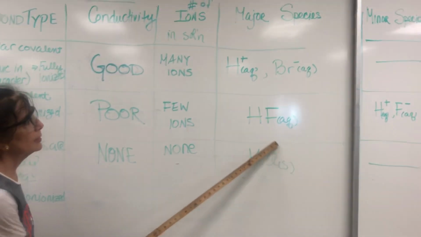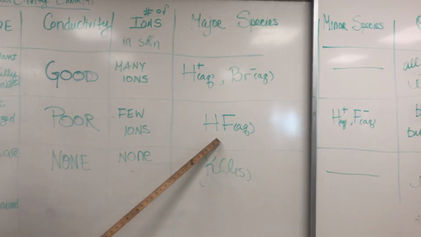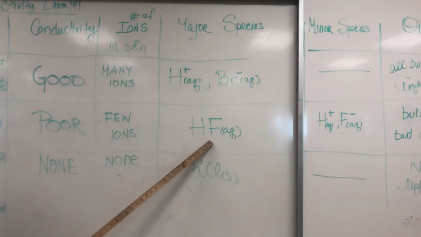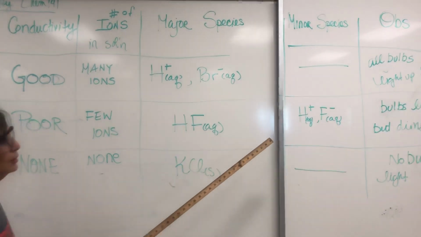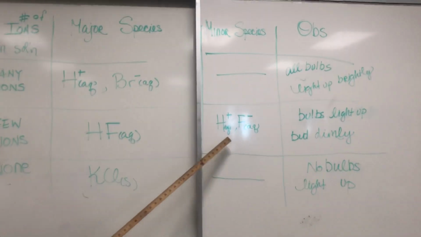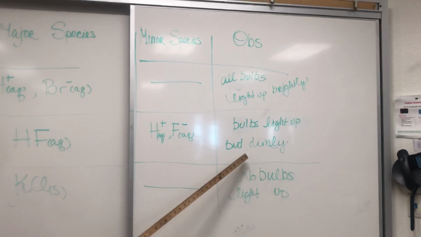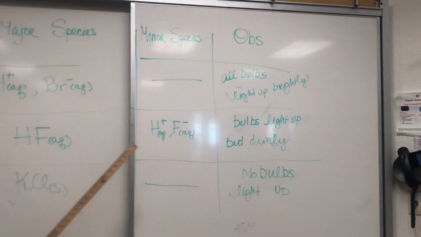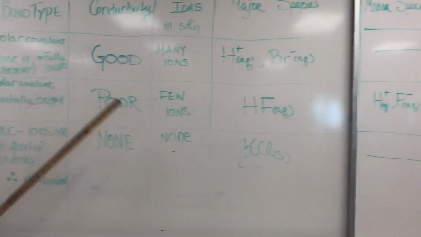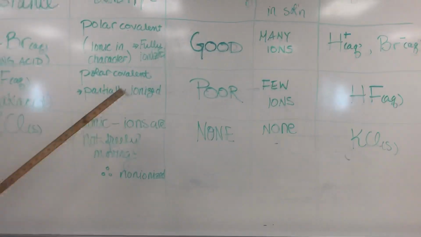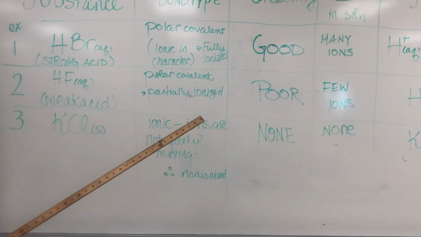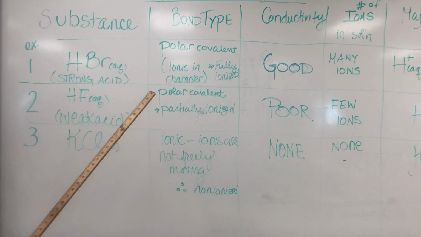The major species is the whole molecule, HF, and the minor is the hydrogen ion and the fluoride ion, and I would see the bulbs light up dimly. Only poor conductors will have minor species. Everything else only has majors.